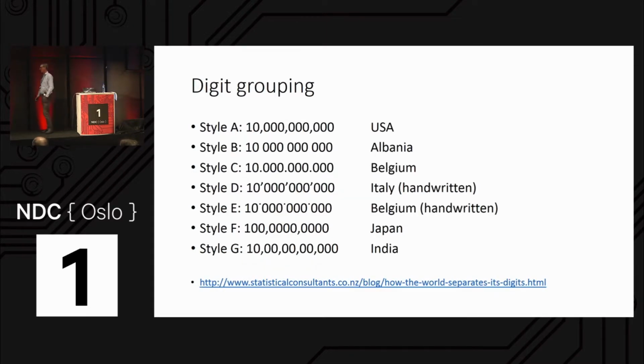So here's the list of various ways of grouping digits. You can see most of them, A to E, are grouping by the thousands. And D and E don't actually concern us because they're just handwritten forms. And we don't do handwritten forms on computers. But the next one is interesting.